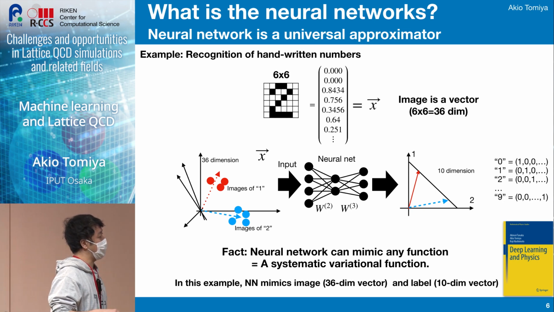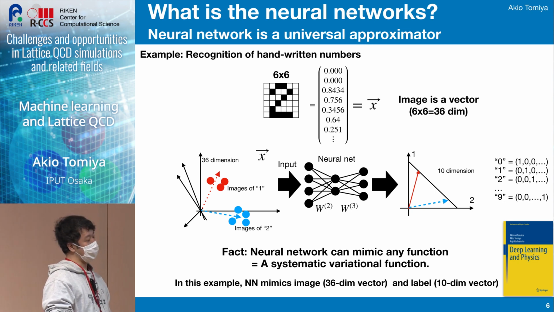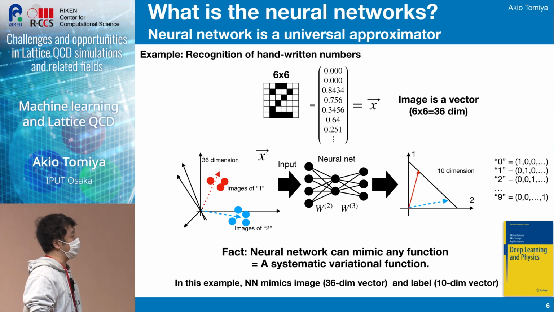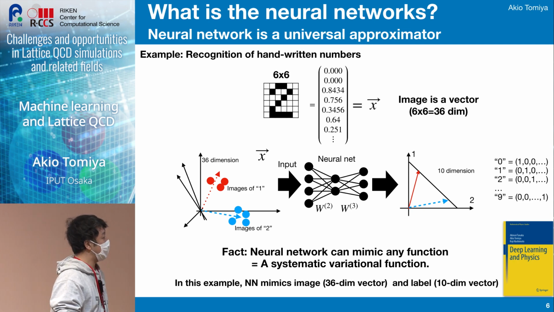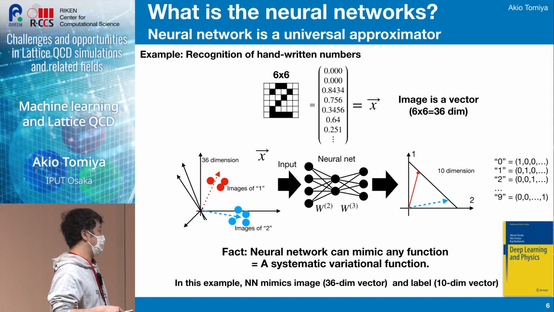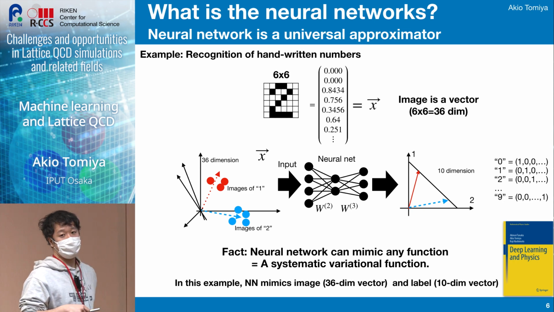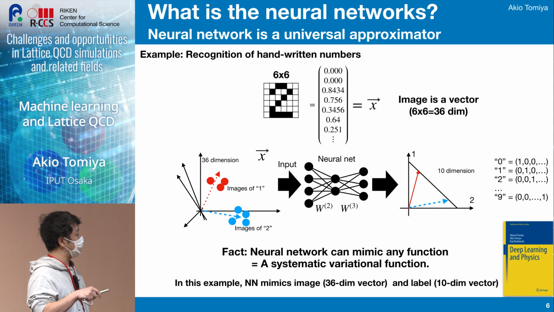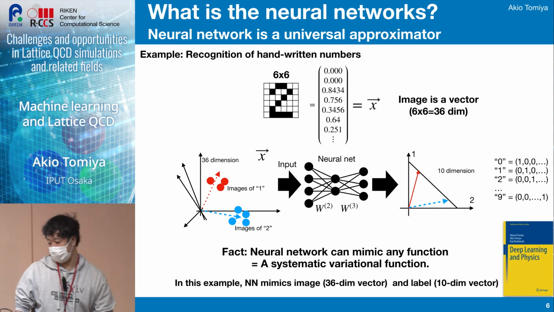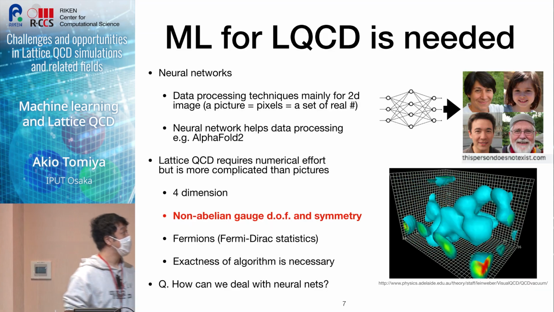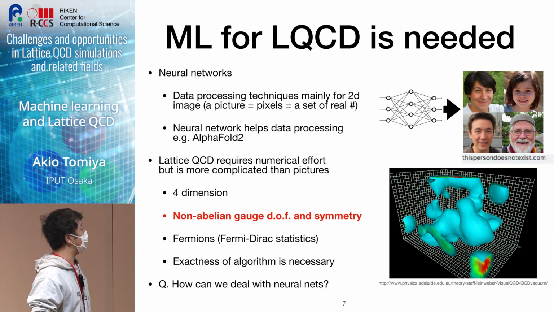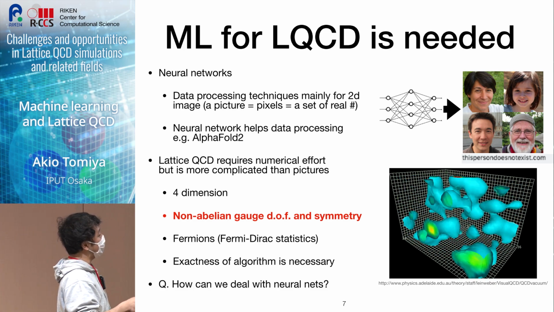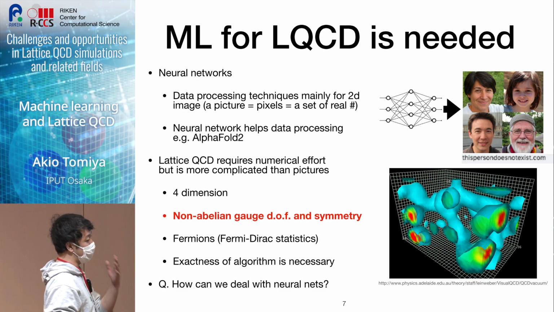And we have a fact that a neural network can mimic any function to any precision. This is the so-called universal approximation theorem. So this is a very powerful way to parameterize a function. For example, a neural network mimics the map between this image space and a label space, a 10-dimensional vector space. And the neural network helps with data processing. In this case, this is face recognition.